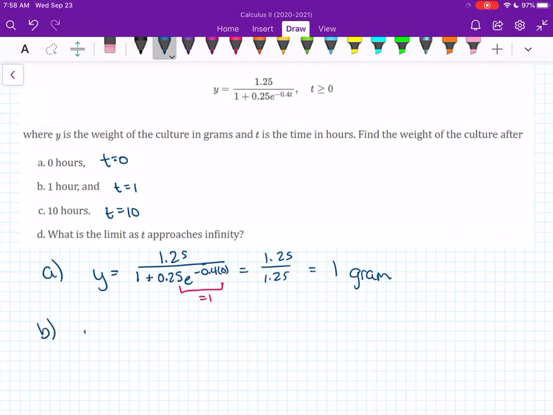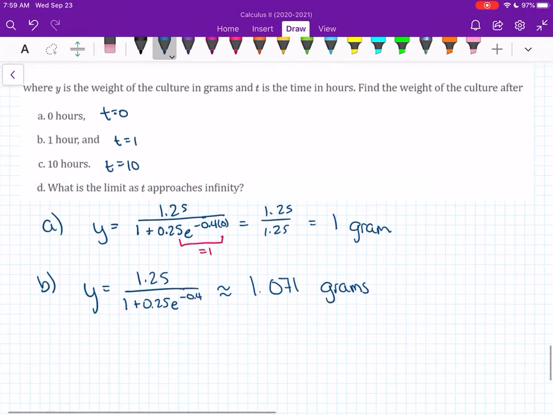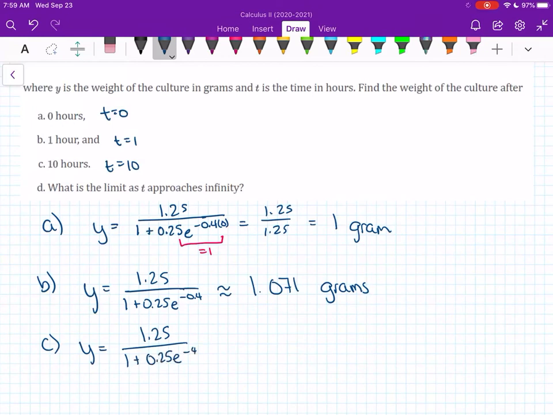Part B. Now I plug in 1. Got those two confused for a second. Sorry. 1.25 over 1 plus 0.25 e to the negative 0.4. Okay, and so then this one I need to plug into my calculator, and I'm going to get approximately 1.071 grams. Next one, part C, we're plugging in 10, so I get y equals 1.25 over 1 plus 0.25 e to the negative 4. When I multiply that exponent, plug that into my handy-dandy calculator, I get 1.244 grams.